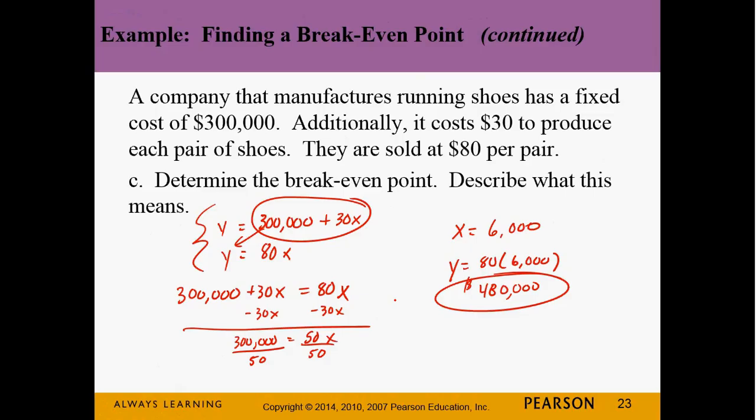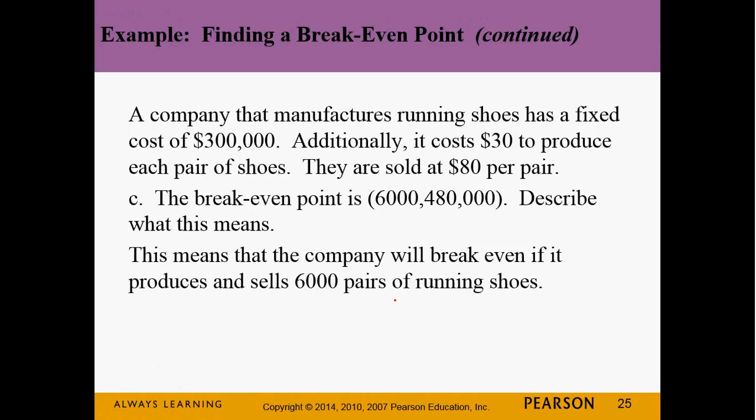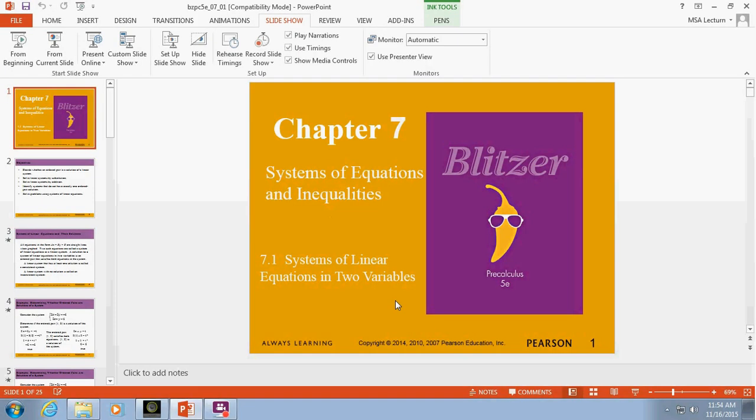So if I were to give you a problem and say, how many pairs of shoes do they have to make a profit? What would your answer be? 6,001 to make a profit. 6,000 is your break-even point, so yes. It's a crappy profit. They've made $50, but they did make profit, okay? So, any questions on that method? Other than why would we use that to do that? I wouldn't. All right.